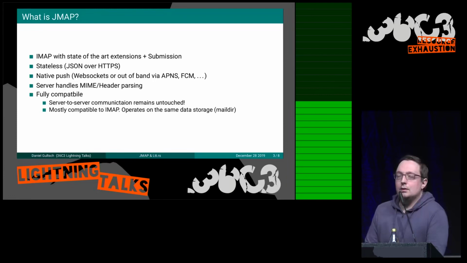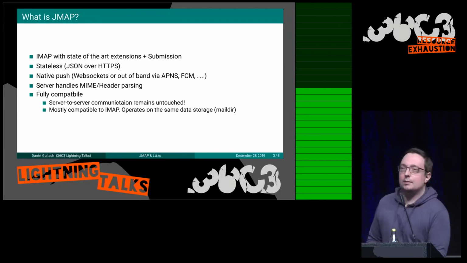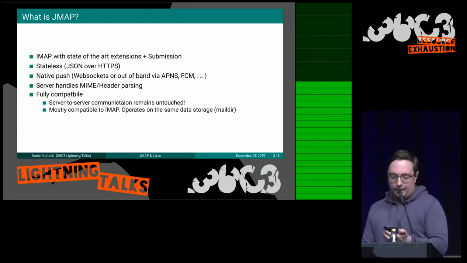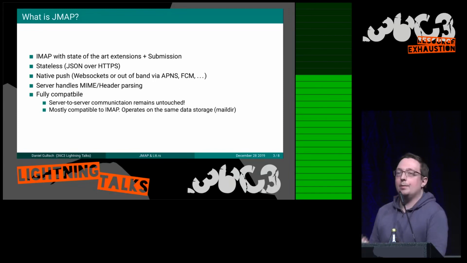It's also stateless and doesn't require a persistent TCP connection, because you may hate that mobile phone vendors are preventing apps from keeping a persistent TCP connection in the background, but you just have to deal with that, and that's just how it is. So from a client developer's perspective, JMAP makes a lot of things a lot easier. However, it's still fully compatible with IMAP, so it can operate on the same data structure on the server, and you can just as well use an IMAP client and a JMAP client in parallel. And obviously, the server-to-server communication remains untouched as well.